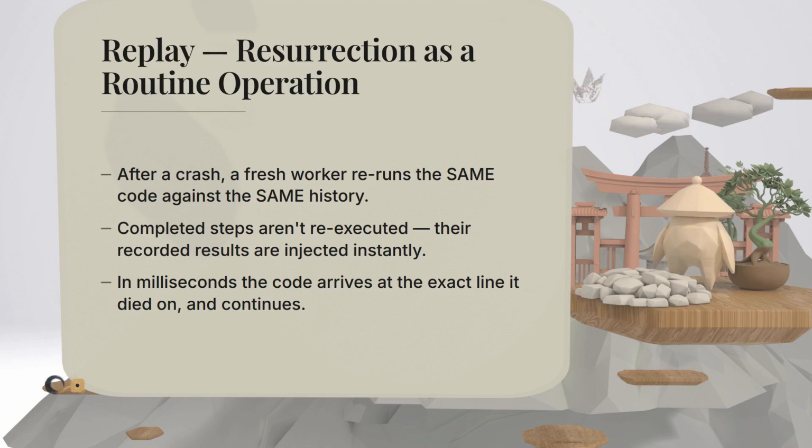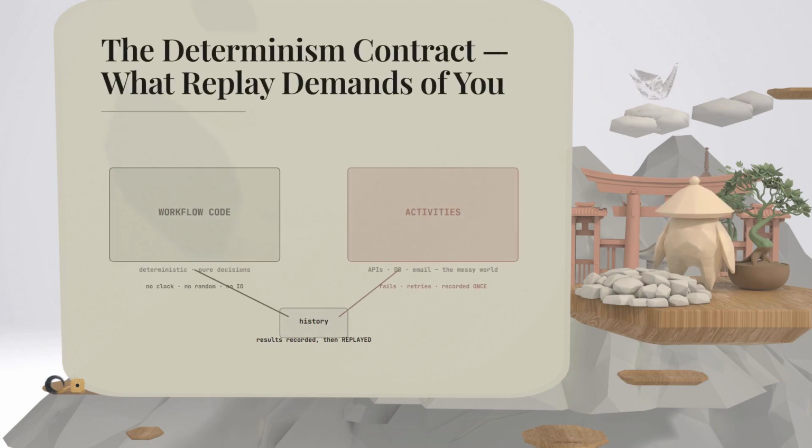There is a beautiful side effect for debugging too. The history is a perfect recording, so you can replay a production failure locally, step through it, and watch the exact sequence that led to the bug. Replay is a resurrection spell, and like every good spell, it has a strict condition. Given the same history, the code must make exactly the same decisions. That is the determinism contract, and it splits your program into two worlds.